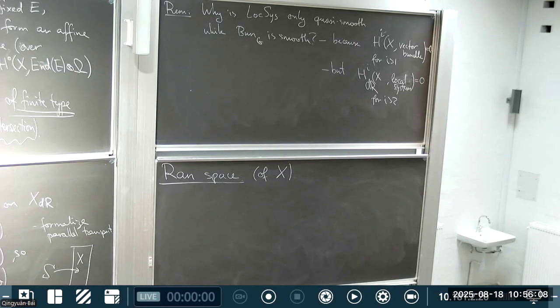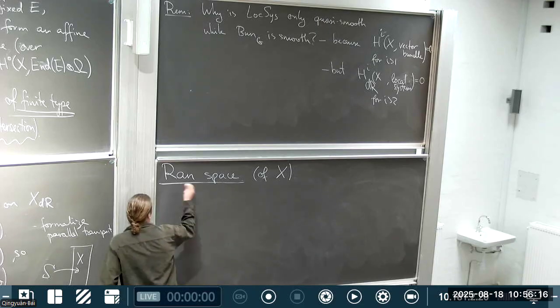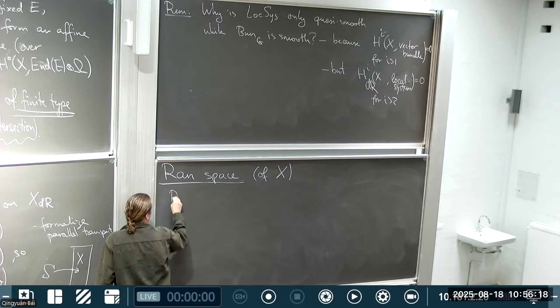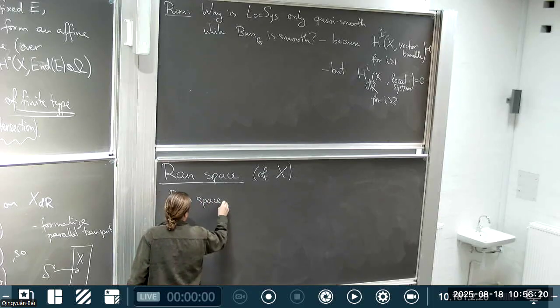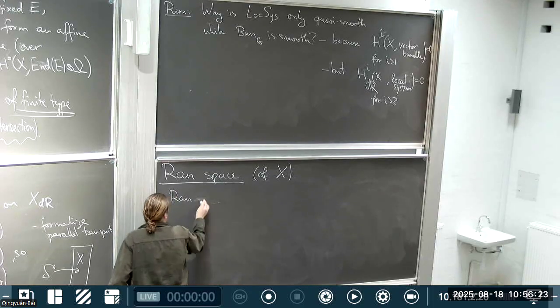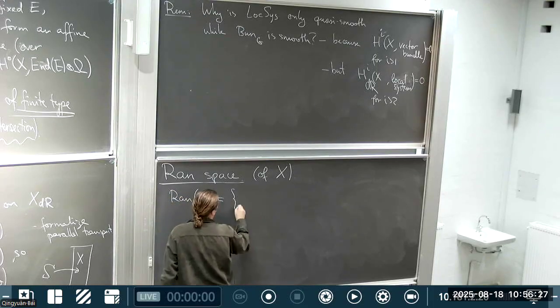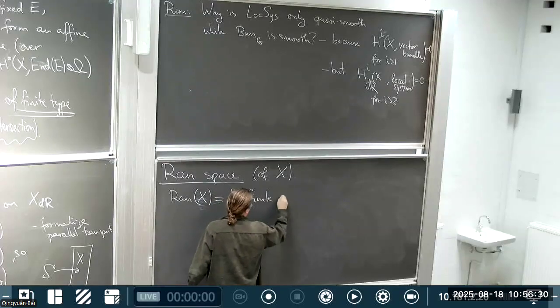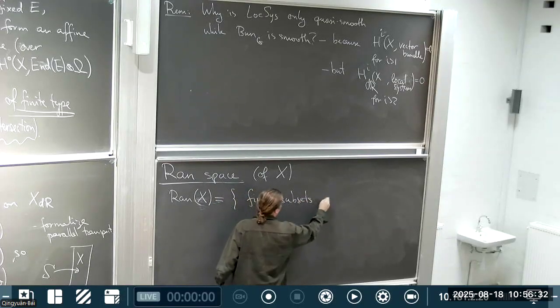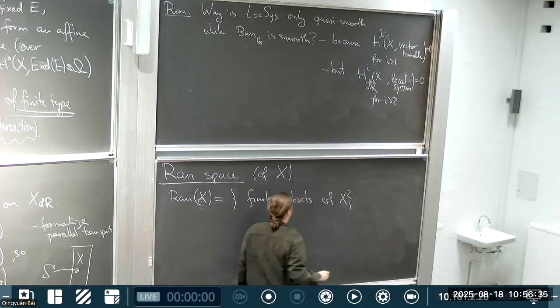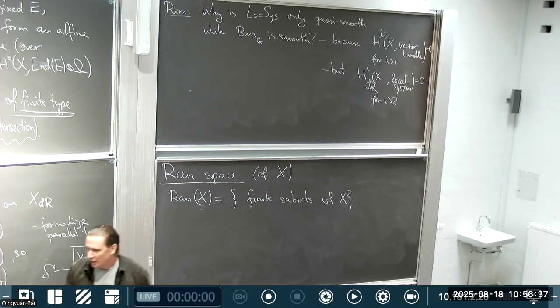It's there in the name, it's a space. And the first approximation is that the Ran space of X is going to be the space of finite subsets of X. And because I probably forget to say it at some point, every time I say finite in this context, I mean finite non-empty.